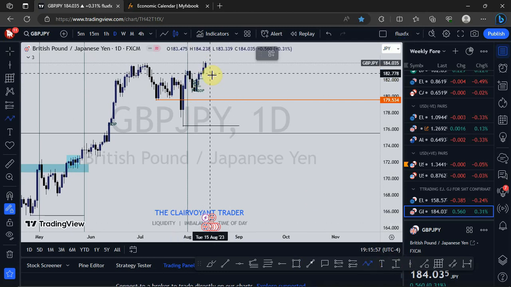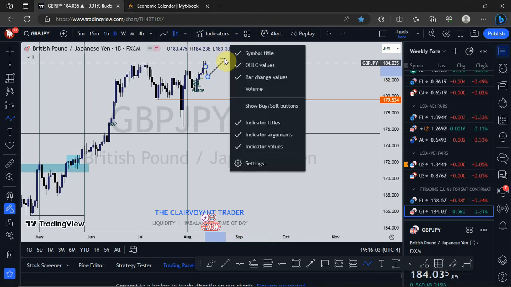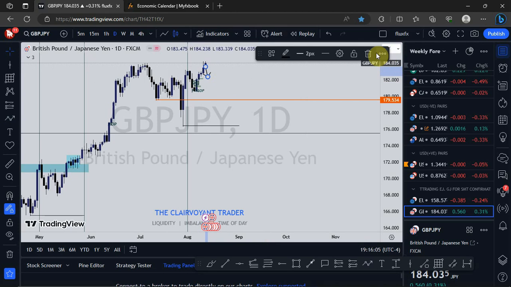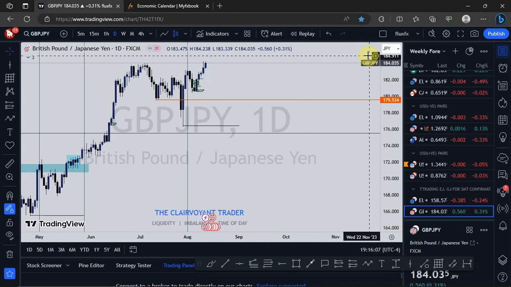I'll expect to see price retrace a little bit into the zone, then we see a push to the upside. So I'm very bullish on GBP/JPY and EURJPY. So that is just that for the JPY market, and that is just that for the weekly market analysis or outlook.